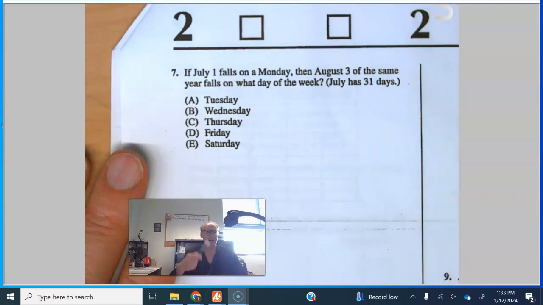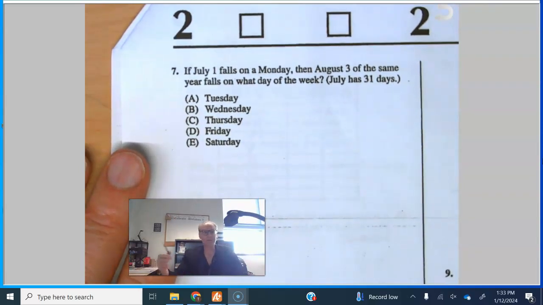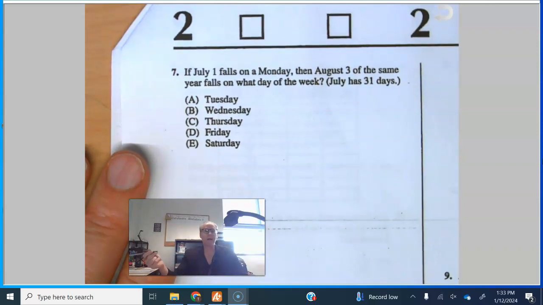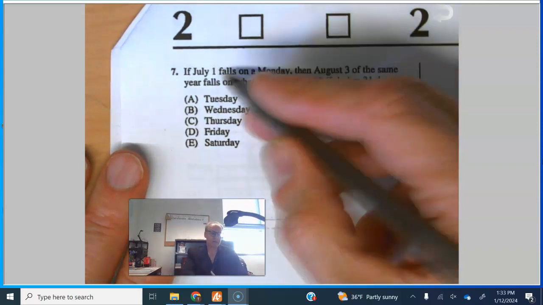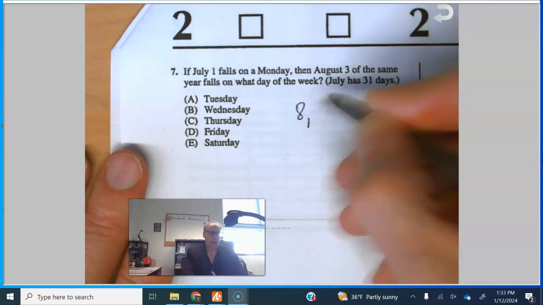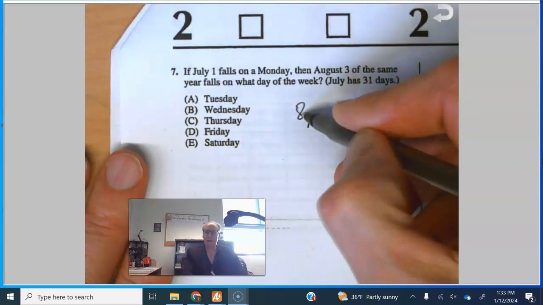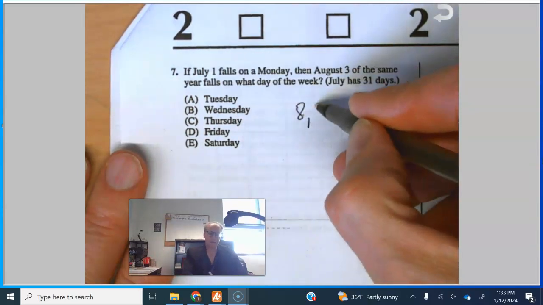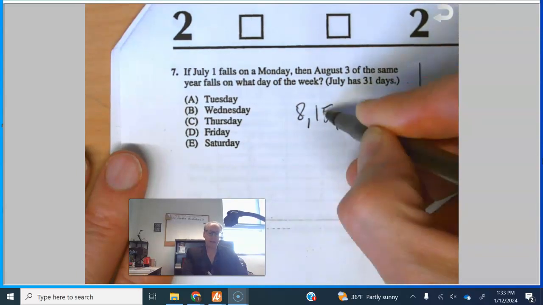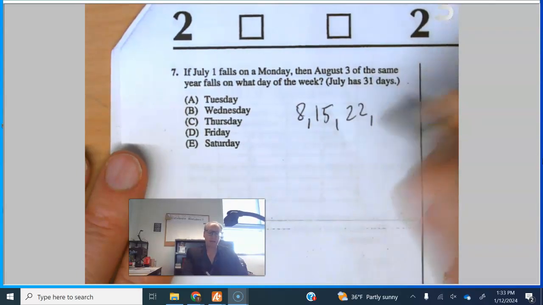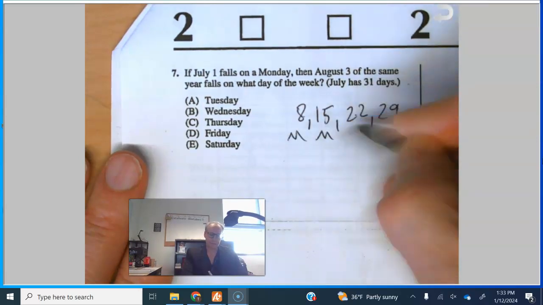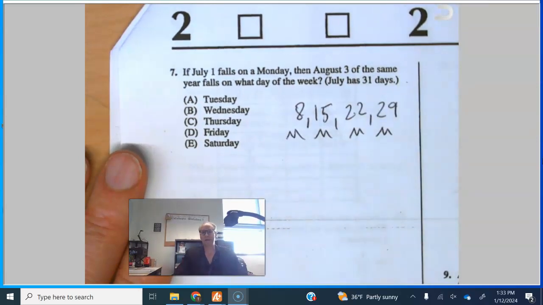I know you're thinking divide by 7, find the remainder, then figure out what happens with the August 3rd and all that. What I'm going to do is say July 8th. If I add 7, I'm going to be on the 8th. And then if I add 7, I'm going to be on the 15th. And if I add 7, I'm going to be 22. And if I add 7, I'm going to be 29. These are all Mondays. Mondays have 7 days between them. That's a way to think of it.